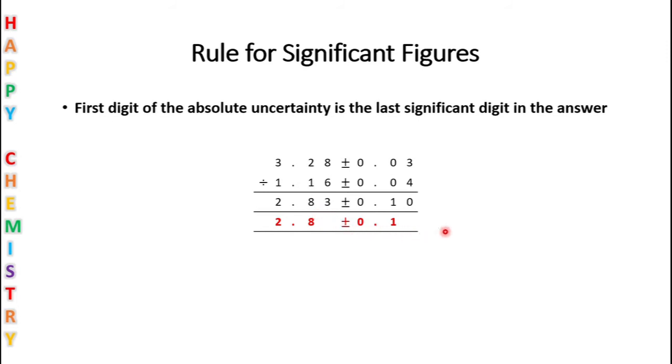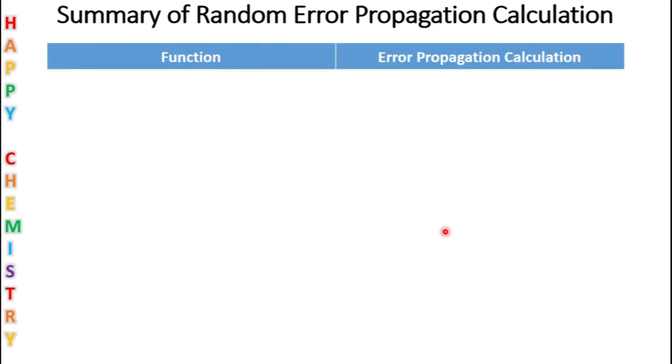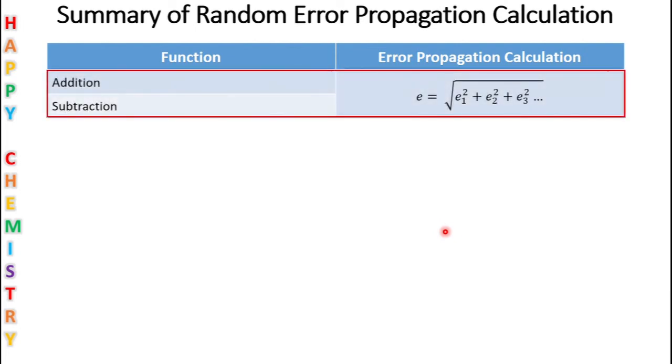I showed detailed calculations for addition and subtraction and multiplication and division. The calculations for other mathematical operations are covered in a similar way. Therefore, now we will look at a summary of random error propagation calculations. To remind the addition and subtraction again, the resultant absolute uncertainty is calculated.